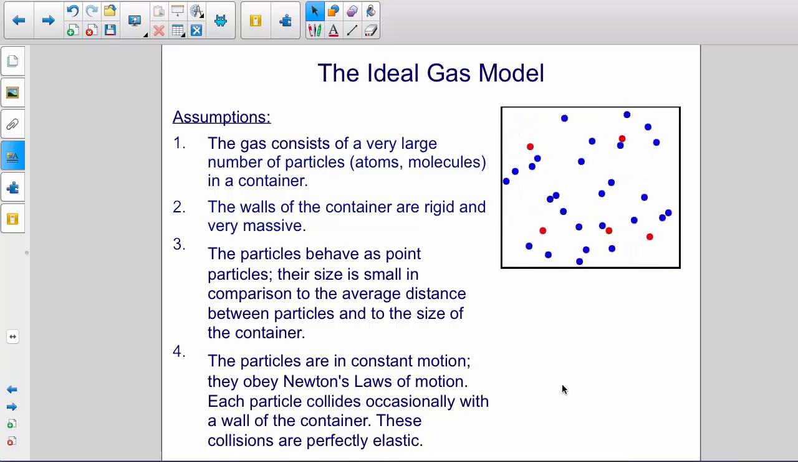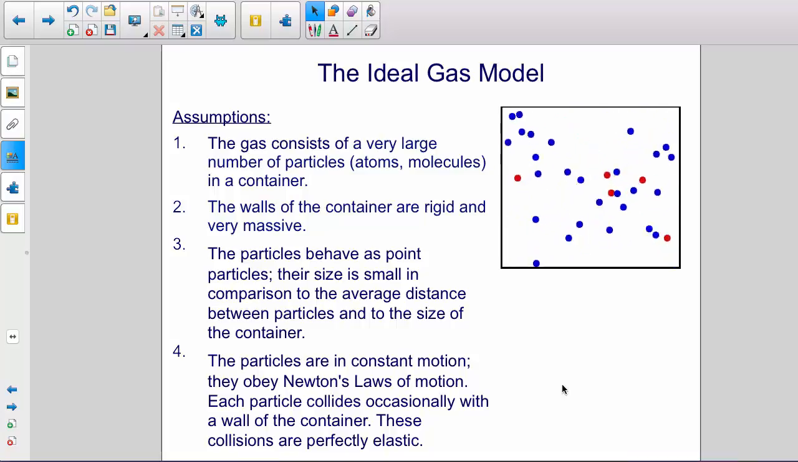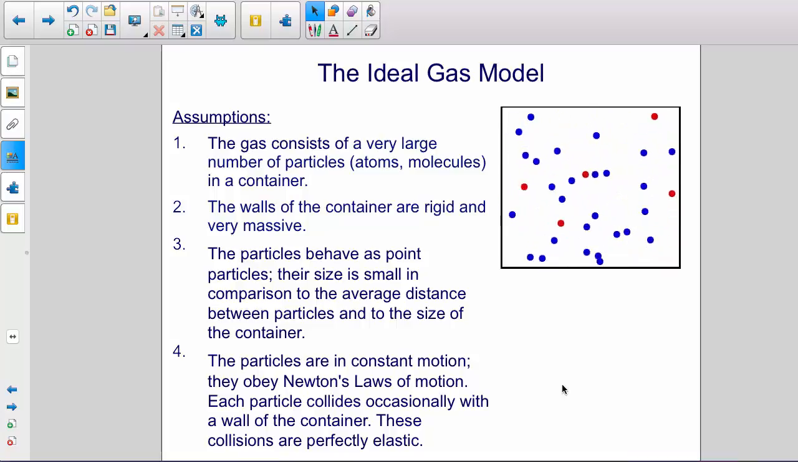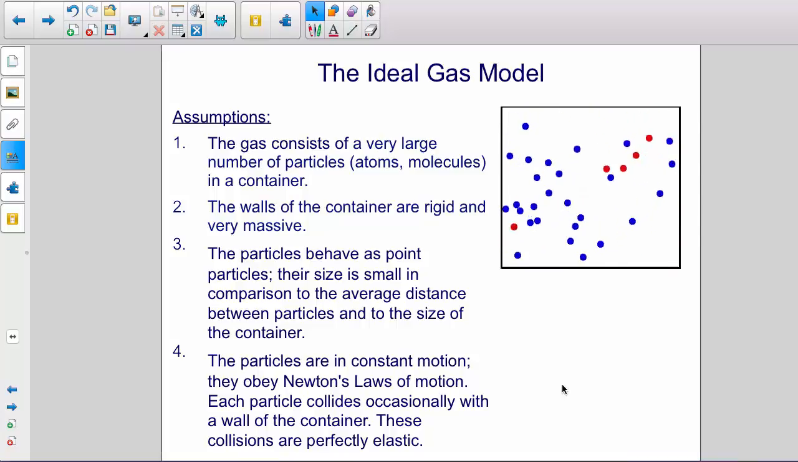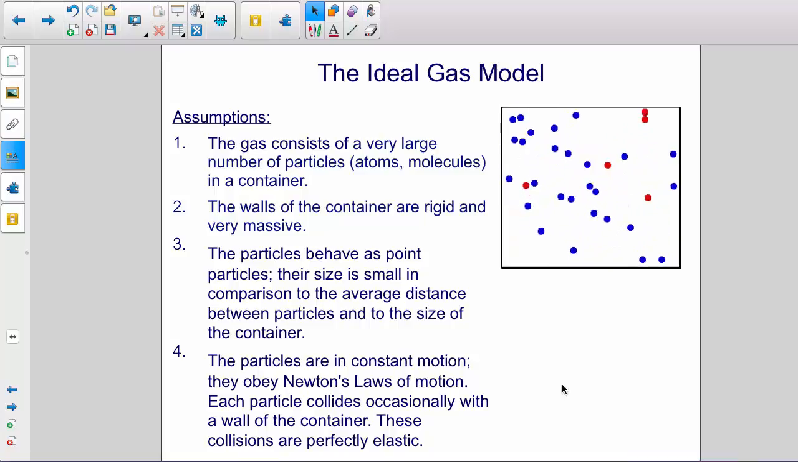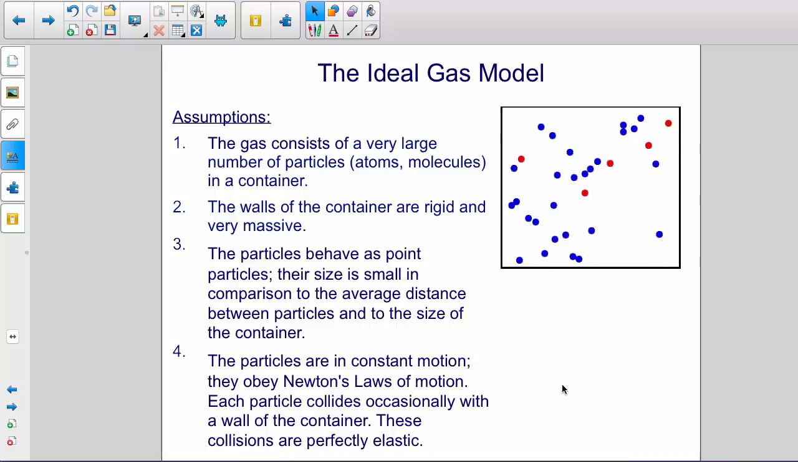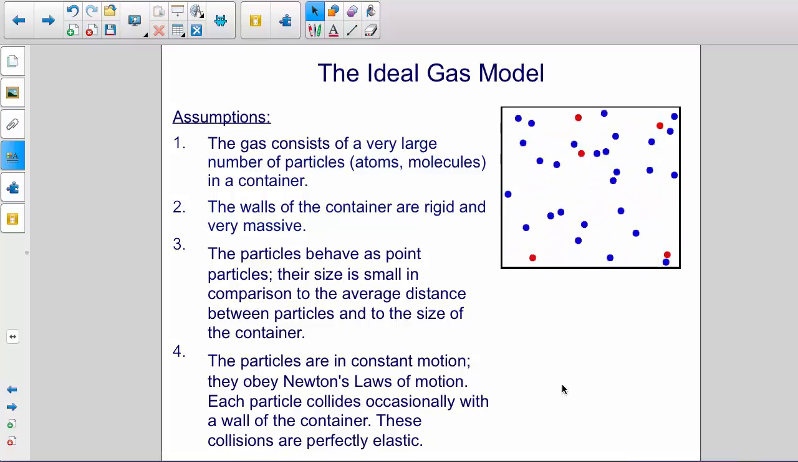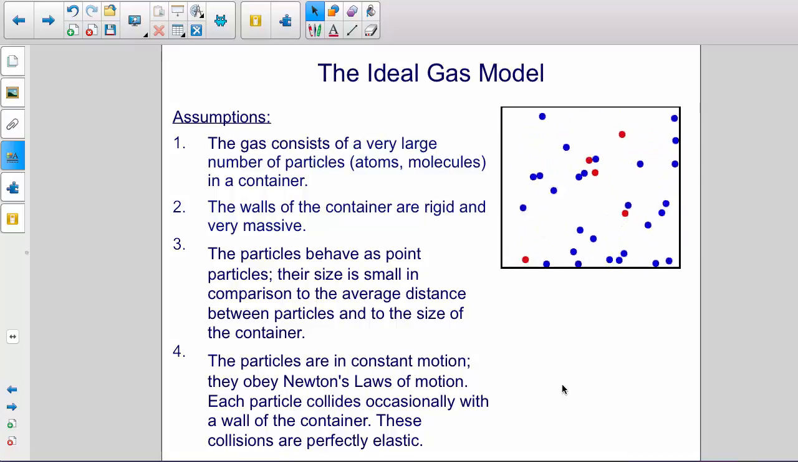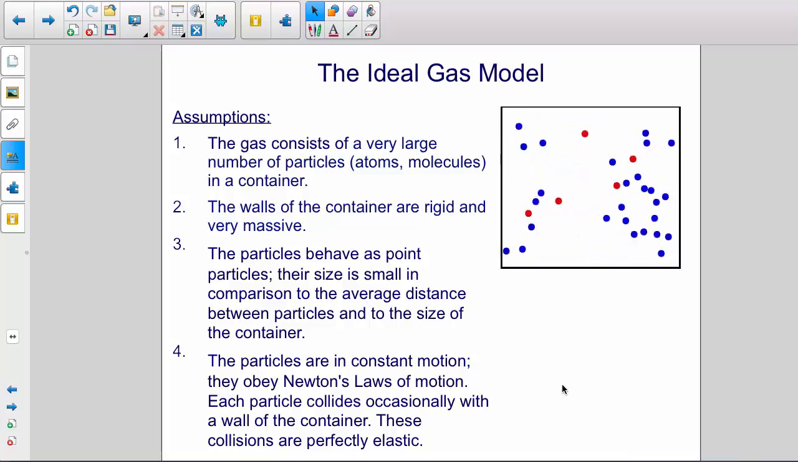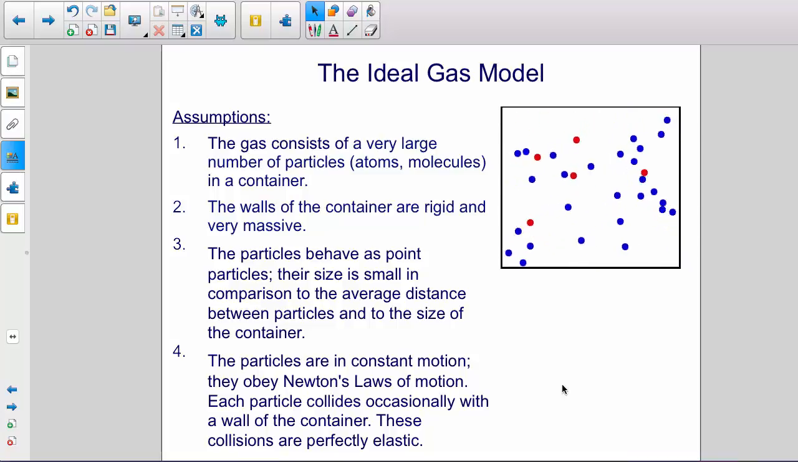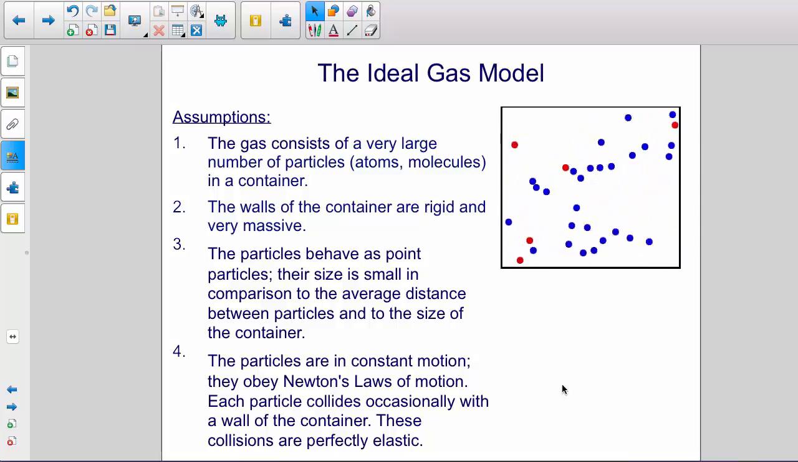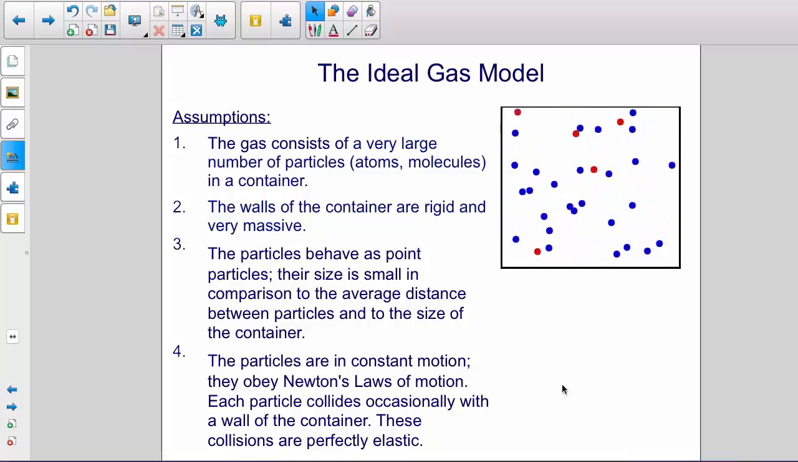And finally, the particles are in constant motion. They obey Newton's laws of motion. And each time a particle collides with the wall of a container, the collision is perfectly elastic. That's because the walls of the container are rigid and massive. That means that no kinetic energy is lost on a collision and that the speed of the molecule remains unchanged.